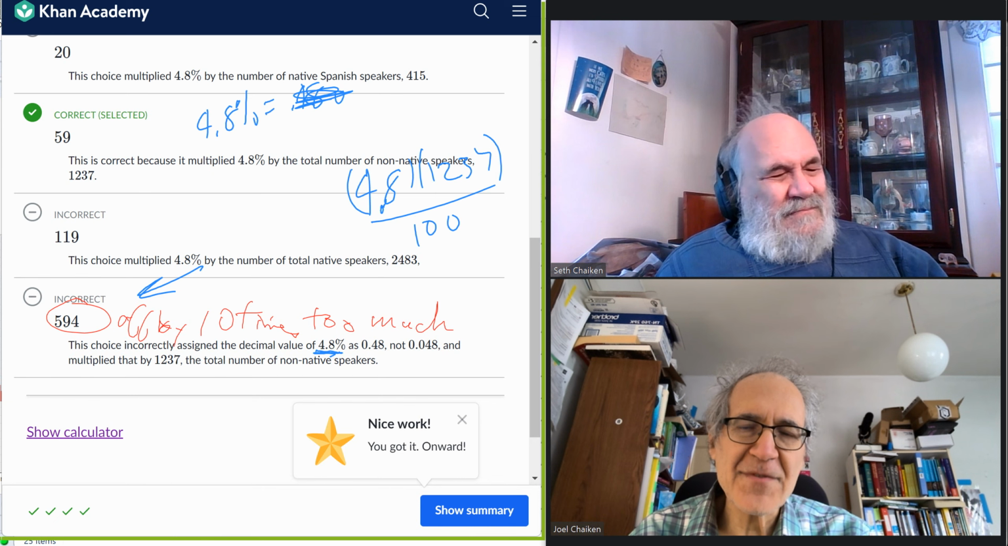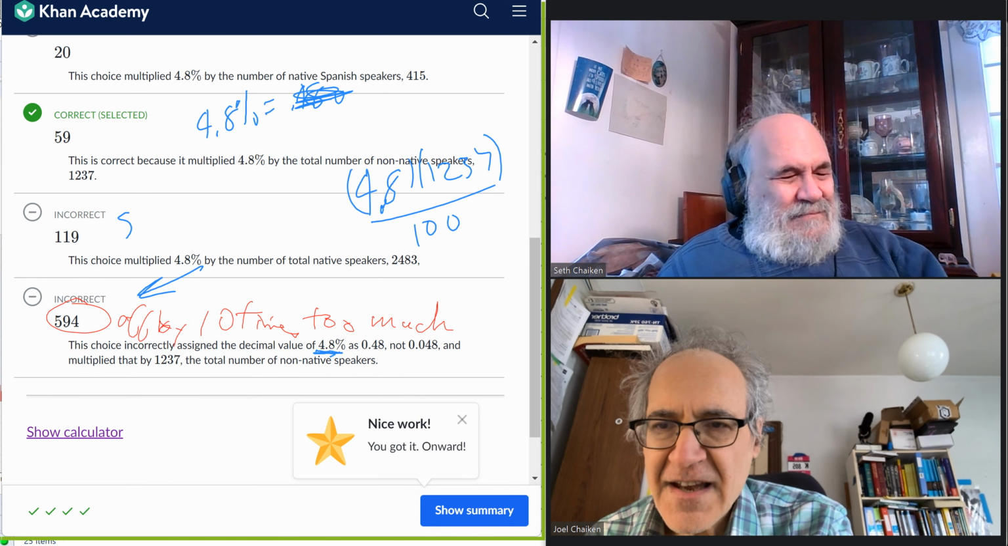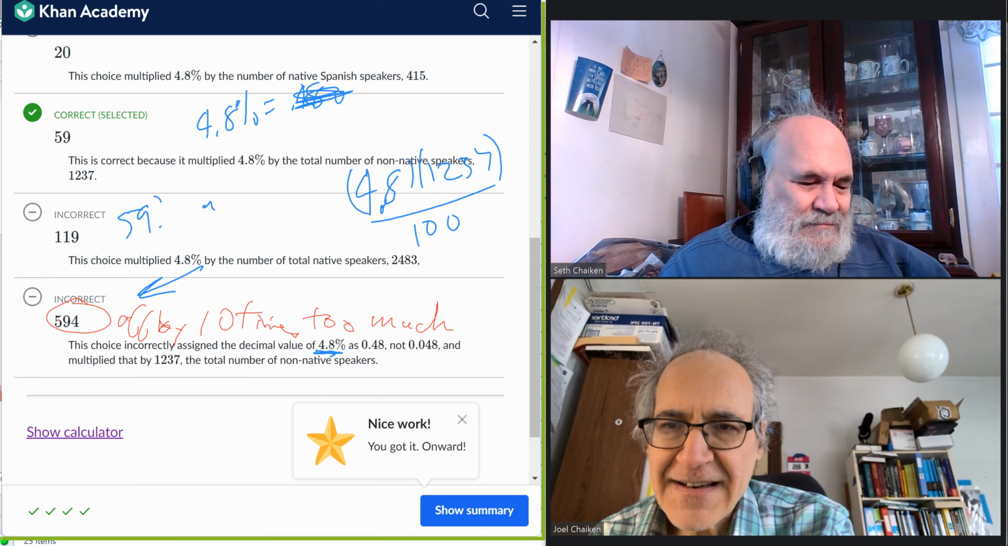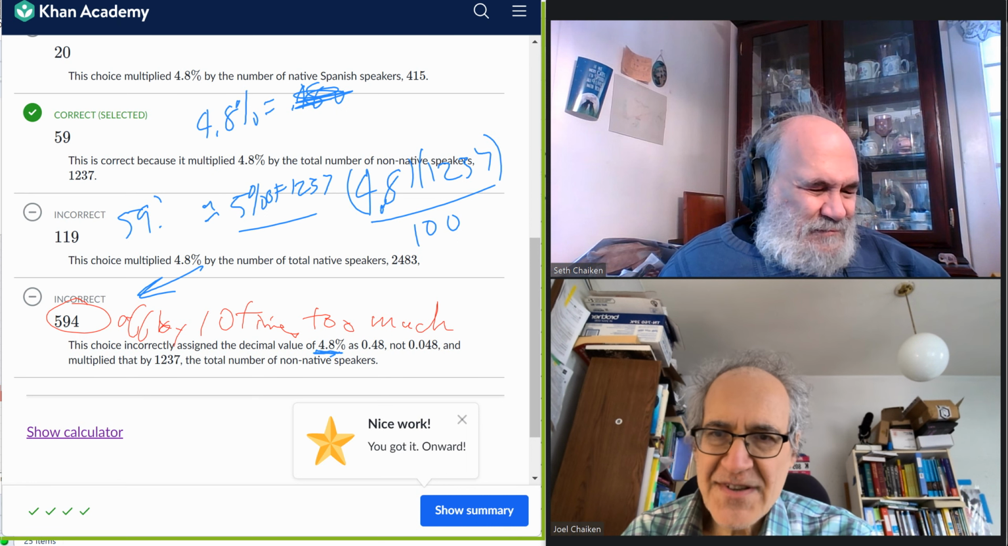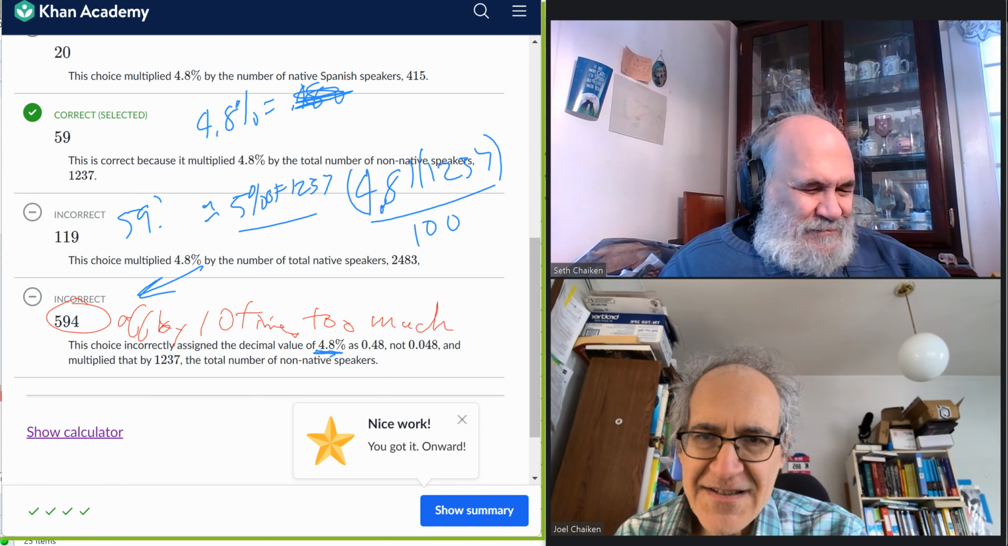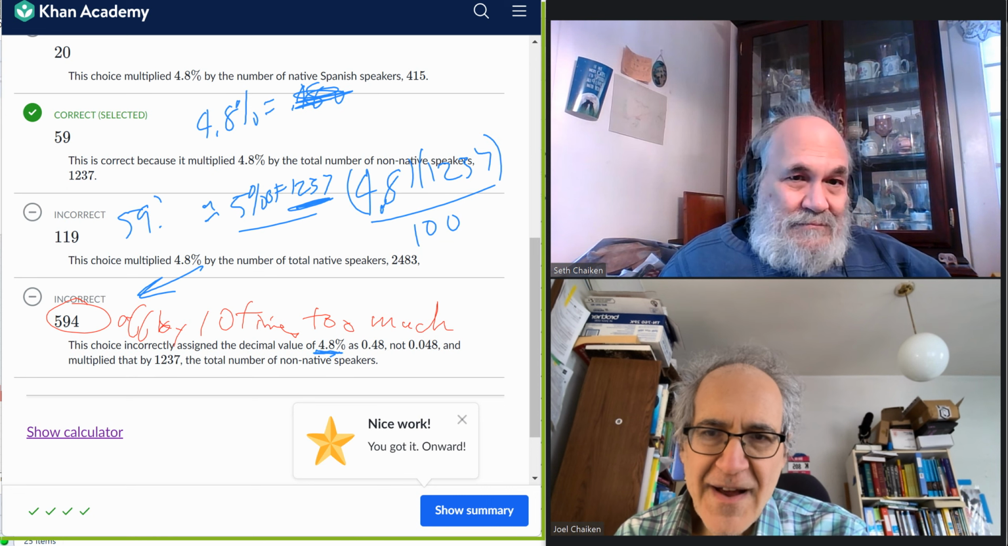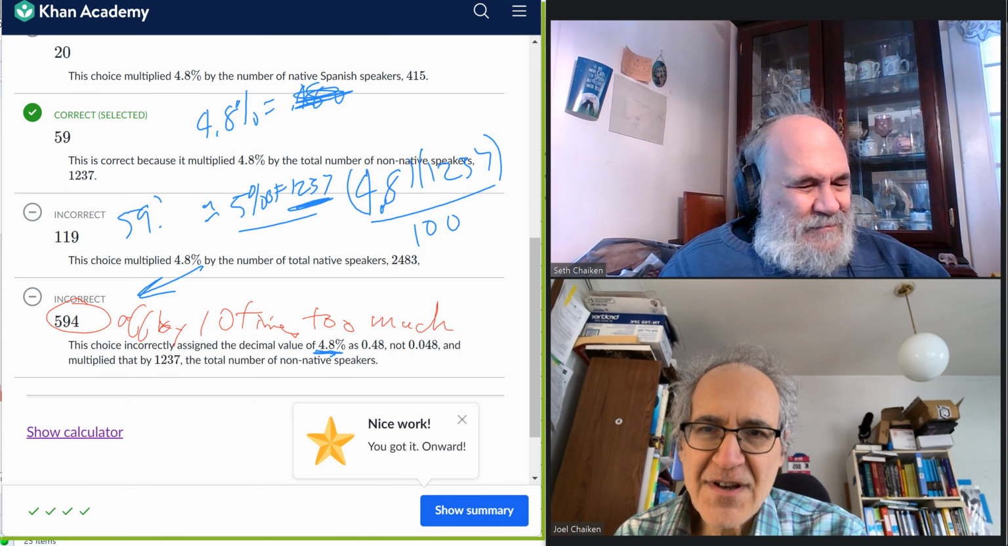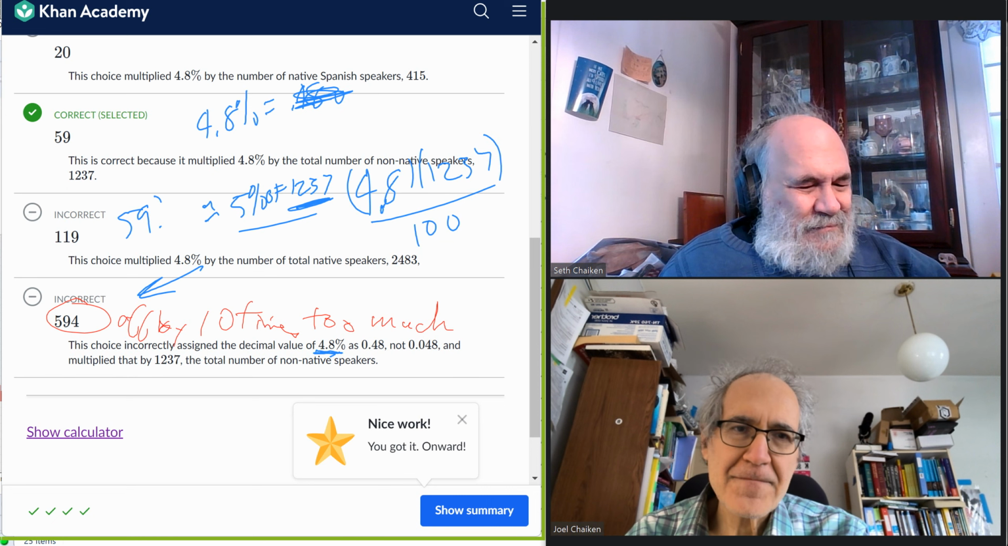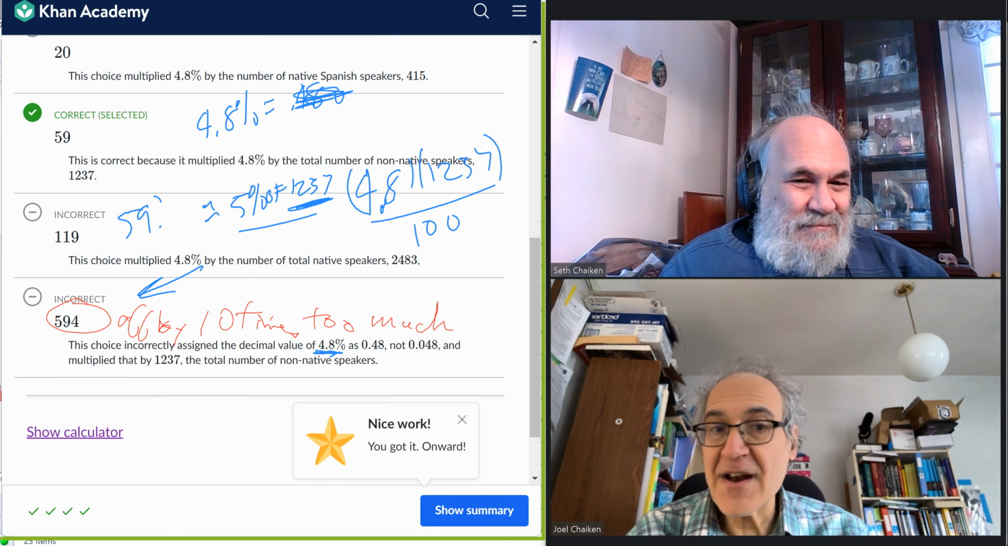You get the number 59, and then you say, is that about 5% of 1237? And it is about 5% of 1237, because you can even make this 1,000. Just to see if you're right, what's 5% of 1,000? That would be about 50. So then you know you're sort of right. That's really important.